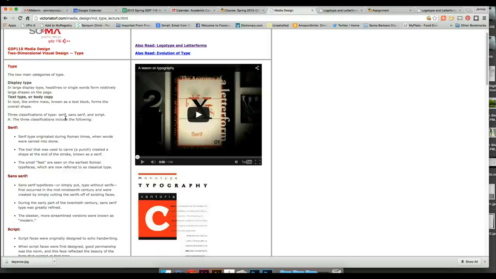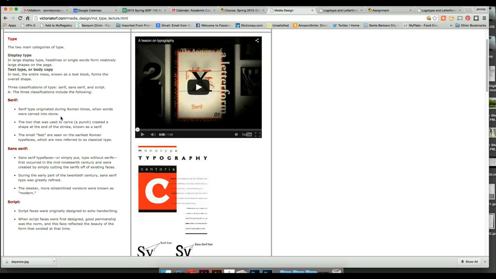Okay, and then you have your text type, or what I refer to it most often as is body copy. So that's the mass of text that makes up your story or your article or the information in your poster or whatever it is you're working on. So there's different classifications of type. You have your serif type, which we've gone over.